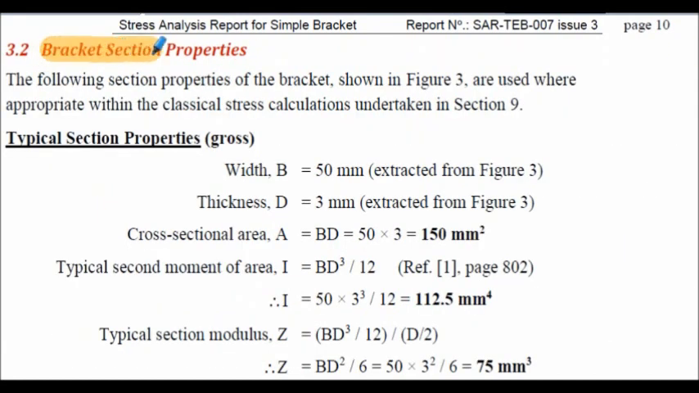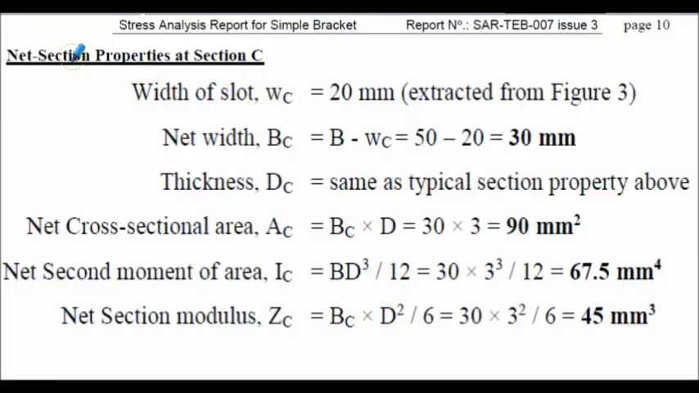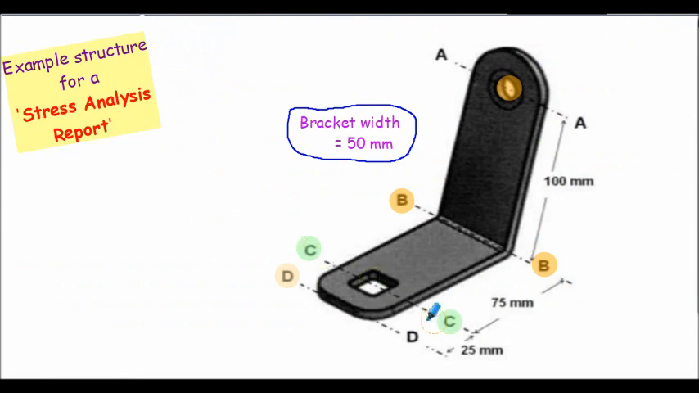Section 3.2, bracket section properties, which were calculated by me. These are the gross section properties we mentioned before. Gross section properties would be through section BB shown here. And we have net section properties, that's from section C. And the net section is through section CC shown here, where material is lost due to the hole cut into the bracket.